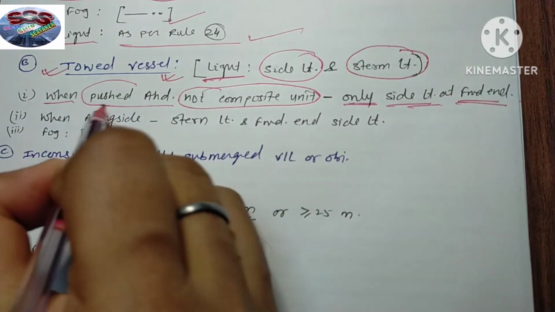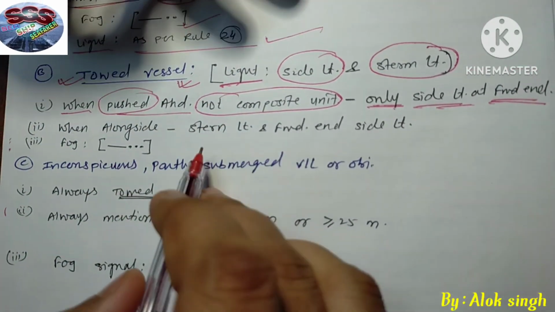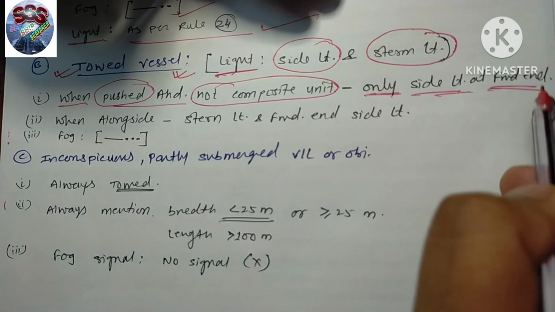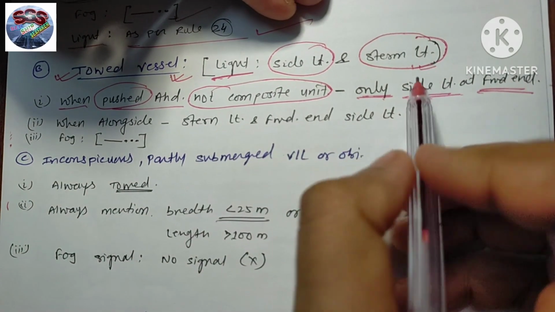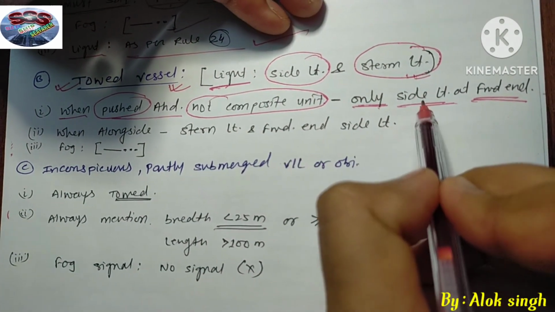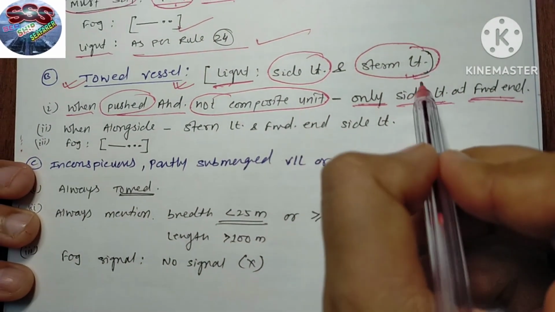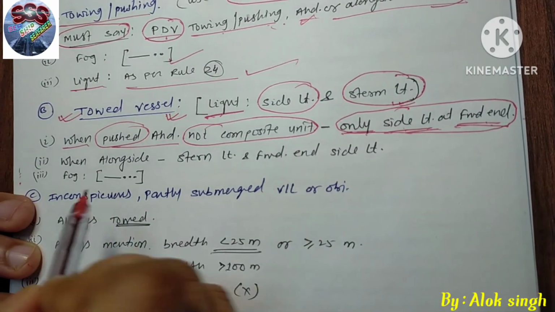See, in the case of pushing, the vessel is being pushed ahead and is not a composite unit. In that case it will not show the stern light. Let's make it clear: it will not show a stern light, only the side lights at the forward end. So this is the highlighting point.